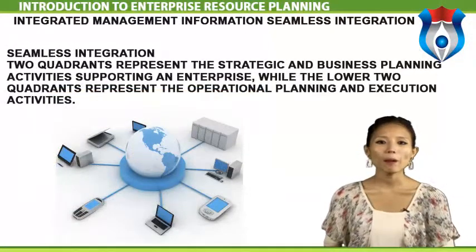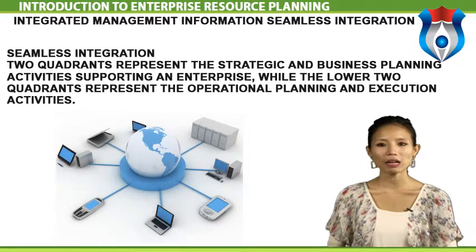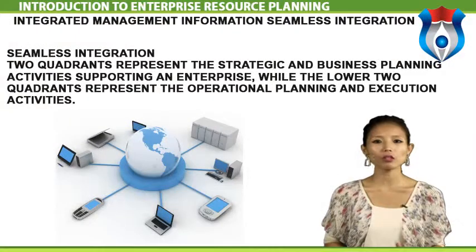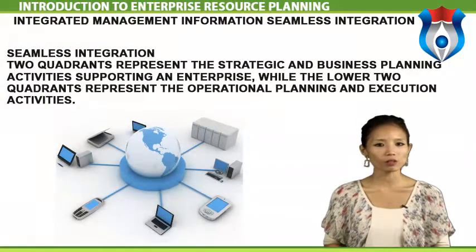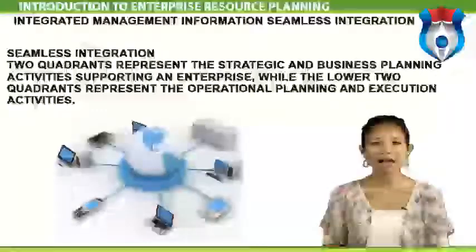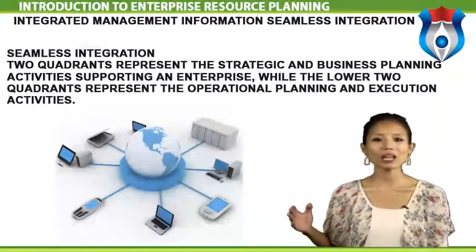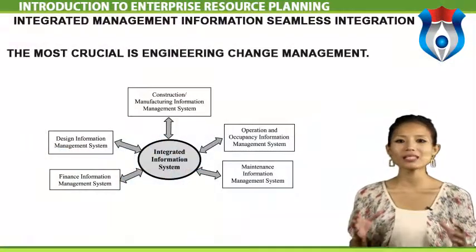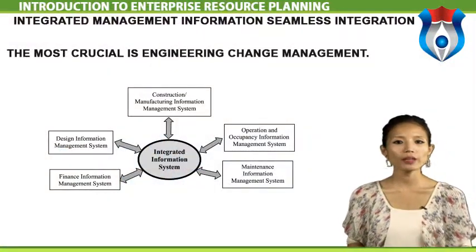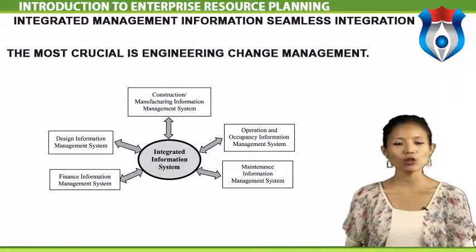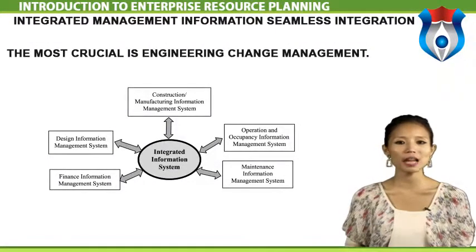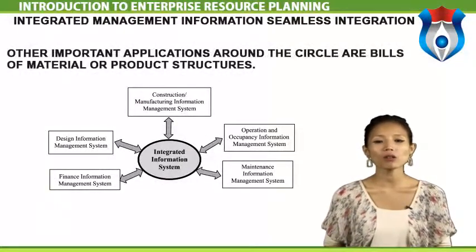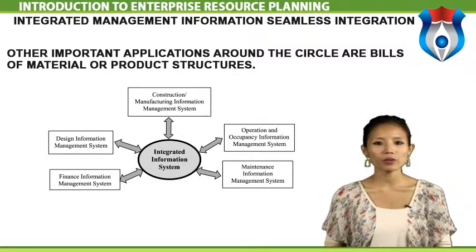Two quadrants represent the strategic and business planning activities supporting the enterprise. The left quadrants depict functionality relating to materials, while the right side depicts it for resources. The upper left quadrant represents activities that go into the strategic and business planning process for materials. The most crucial is engineering change management. Whether it is the management of new product introductions or changes to existing products, integrating this application fully into the enterprise system is important. Other important applications around the circle are bills of material or product structures.